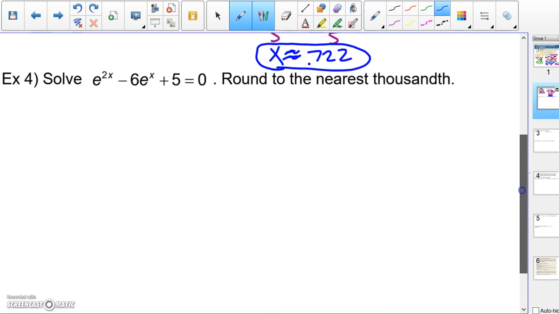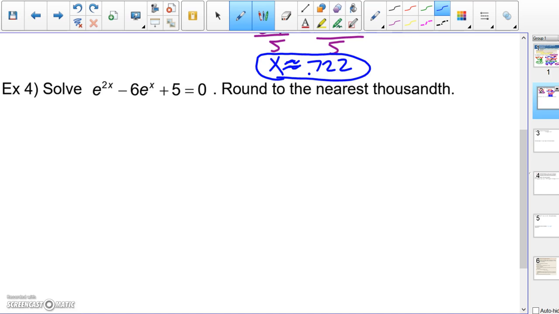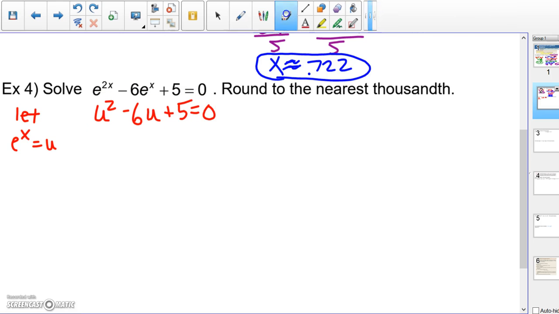Number 4. e to the 2x minus 6 times e to the x plus 5. Now, hopefully you recognize that this kind of looks like a regular, easy trinomial problem. So what we're going to do here is a substitution where we let e to the x equal u. We've done this before, but that way e to the 2x would equal u squared, minus 6 e to the x would be u, plus 5 equals 0.